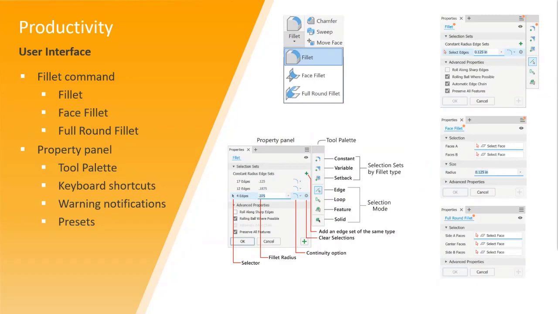In the pipe environment, the fillet command has been moved to a property panel. The property panel can be docked anywhere on your screen and allows a more straightforward layout with fewer features hidden away. The selection tools have been gathered into a tool palette, which is dockable independently of the fillet panel. The fillet command itself has been split into three: standard edge fillet, face fillet, and full round fillet. Each type of fillet is now easy to identify with its own icon in the model browser.